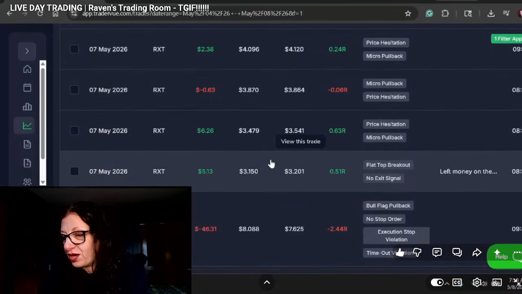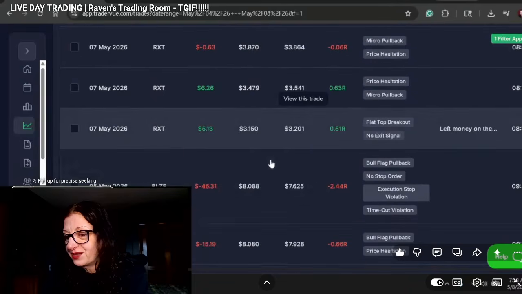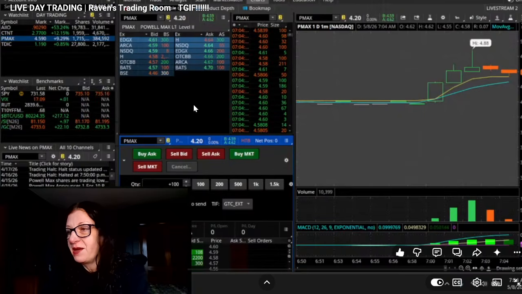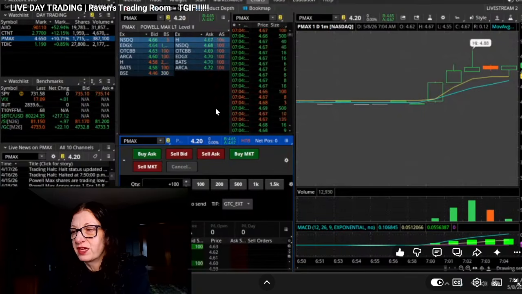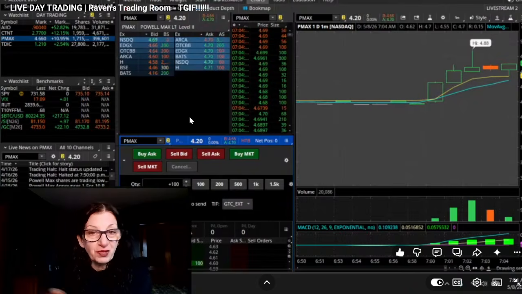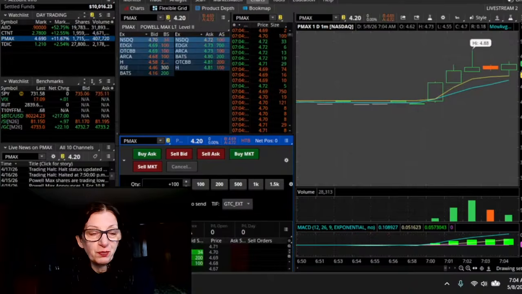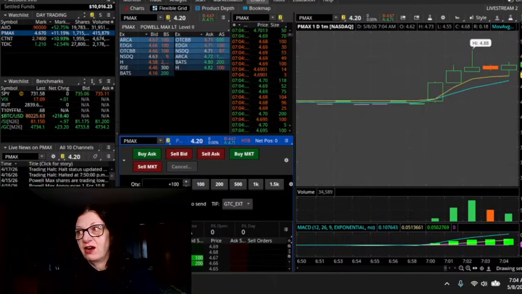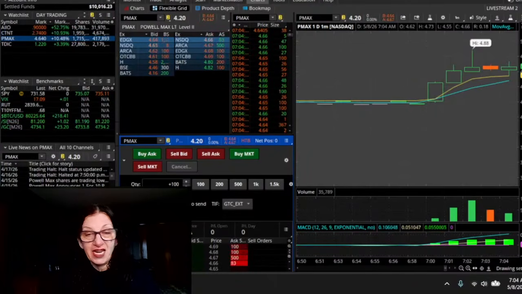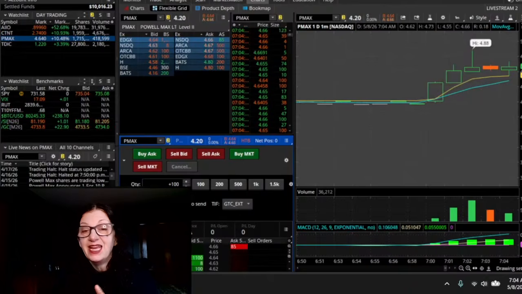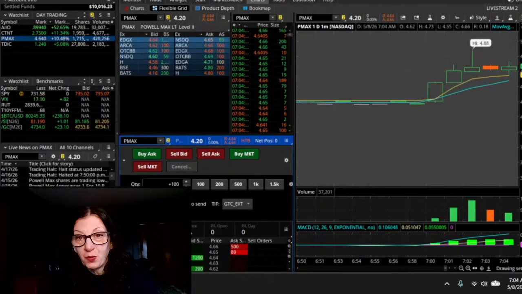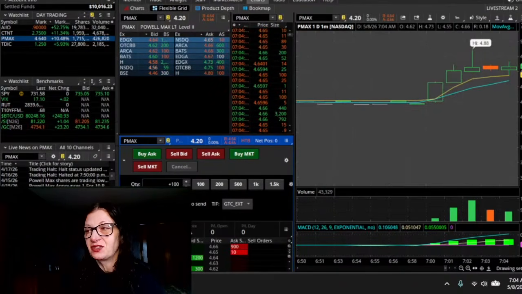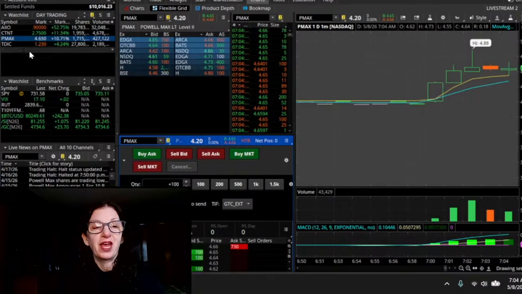All right. Let me see if I can give you one more example. Okay, PMAX. Again, this is moving a little bit more slowly as well. And it really helps if you go onto your platform and you look at the speed of the tape and the level 2 on different stocks. Pick one that's slower, watch it for a while, say it out loud. When you say it out loud, it really helps to kind of see it.